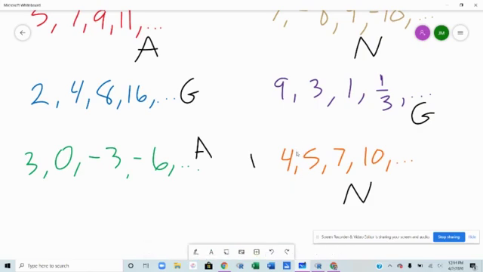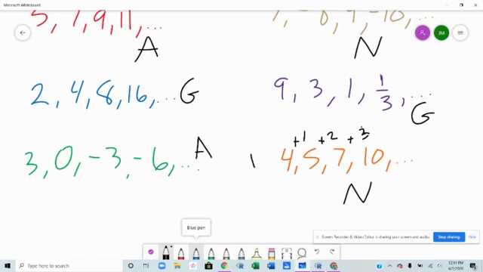You may have seen that this is 4 plus 1 is 5, 5 plus 2 is 7, 7 plus 3 is 10. But this is a sequence. I could predict the next number. I should be adding 4, which means my next number would be 14. But that's not arithmetic because you're not adding the same thing each time. Okay?